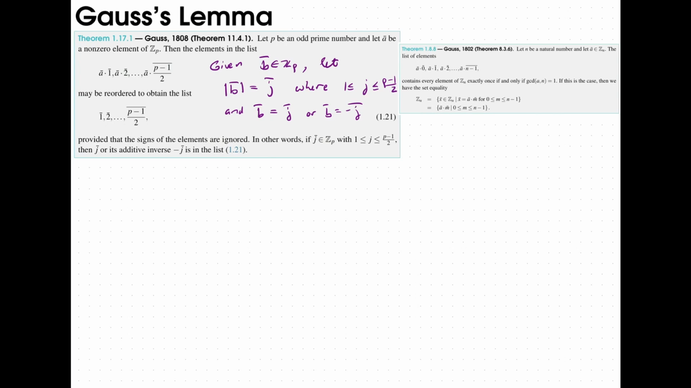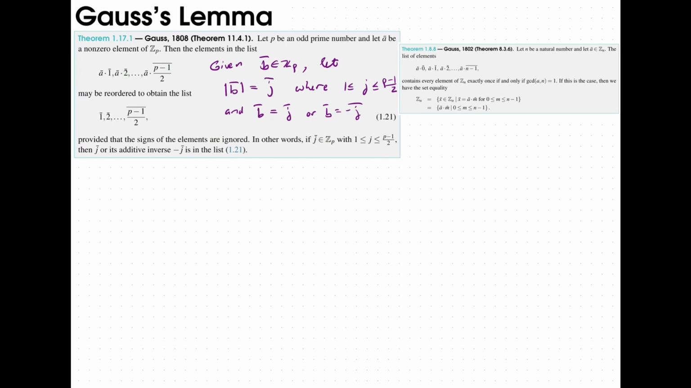And so we know that when we're looking at the list from 1 through p minus 1, the additive inverse of 1 is negative 1, which is p minus 1. The additive inverse of 2 is p minus 2. And so if we have the absolute value of b bar equals j bar, then b bar is either going to be j bar or negative j bar. Those are the two possibilities if we're restricting to those elements between 1 and (p minus 1)/2. And so we can define the absolute value of an element in the integers modulo p in this way.